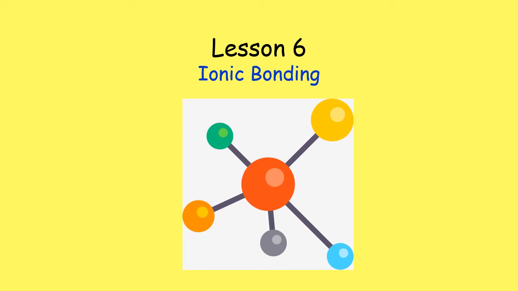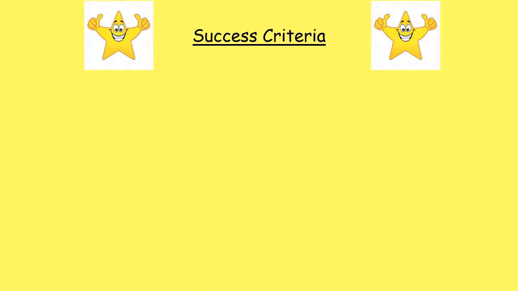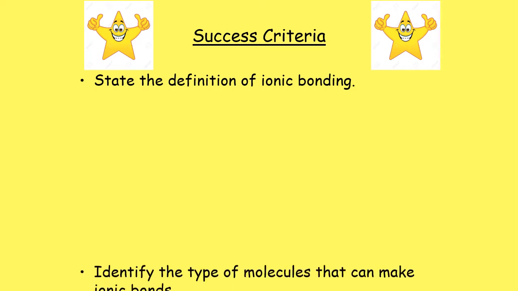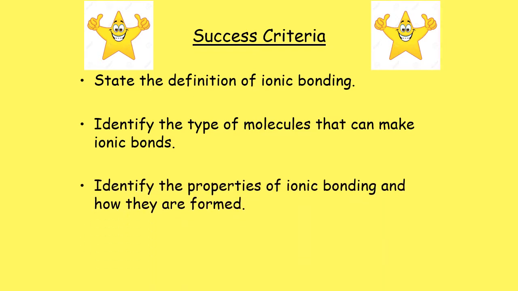This is a National 4, National 5 chemistry lesson on the topic of bonding, and today's lesson specifically is going to look at ionic bonding. So the aim of today's lesson is to be able to identify and describe ionic bonding. Our success criteria for today are to state the definition of ionic bonding, to identify the types of elements that can make ionic bonds, and to identify the properties of ionic bonding and how they are formed.